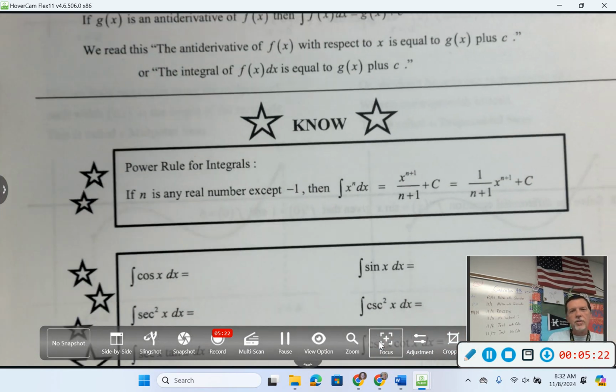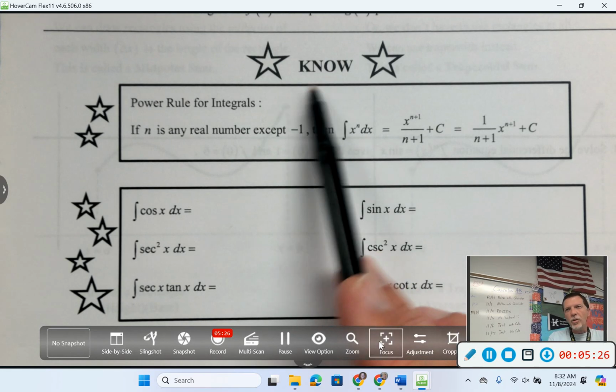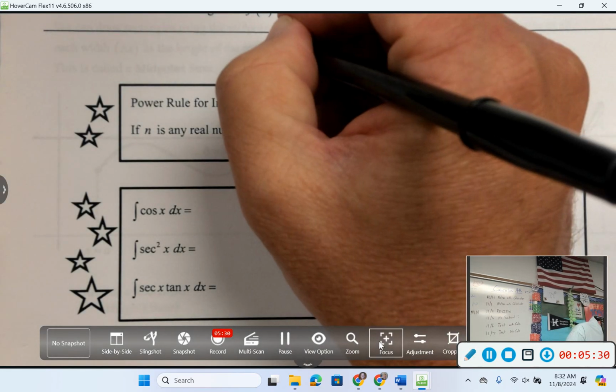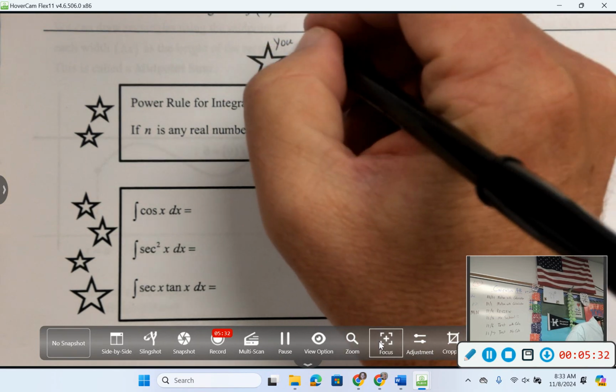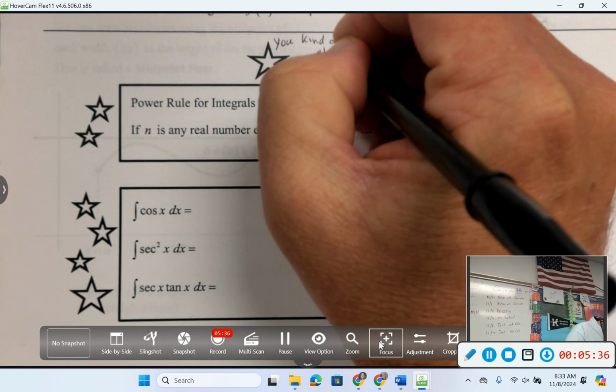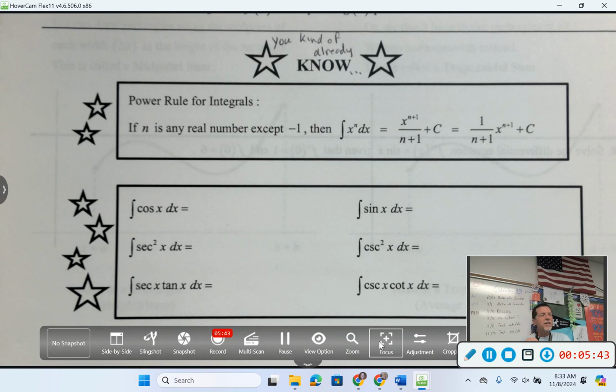Okay, let's talk about some rules for going backwards. This isn't going to be new information. This is information that you already know, but now you have to process it backwards.